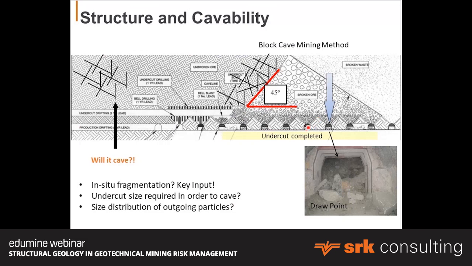So we've come underneath with a production level and created draw points, and we're allowing the rock to flow through those draw points underneath to be loaded and removed from the mine. Okay.